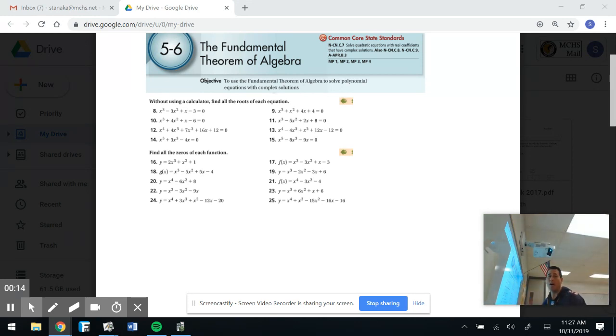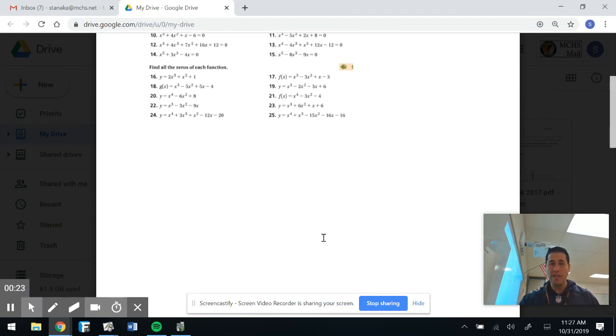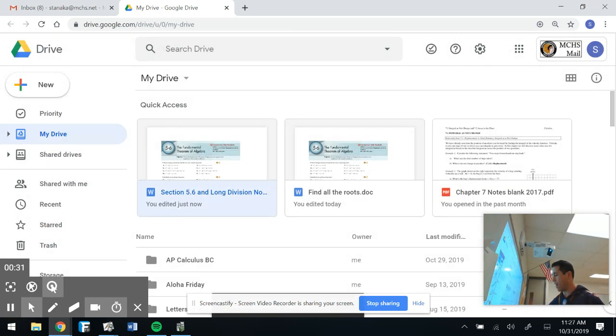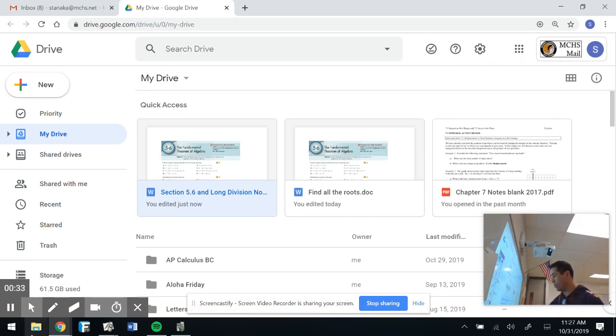All right. Section 5.6 is the fundamental theorem of algebra, okay? Pretty much the most important theorem of all of algebra. Now, when we use the fundamental theorem of algebra, we do it to find zeros, okay? So let's go ahead and I'm going to do one problem with you here so that you guys have access to all of this stuff whenever you need it, okay?